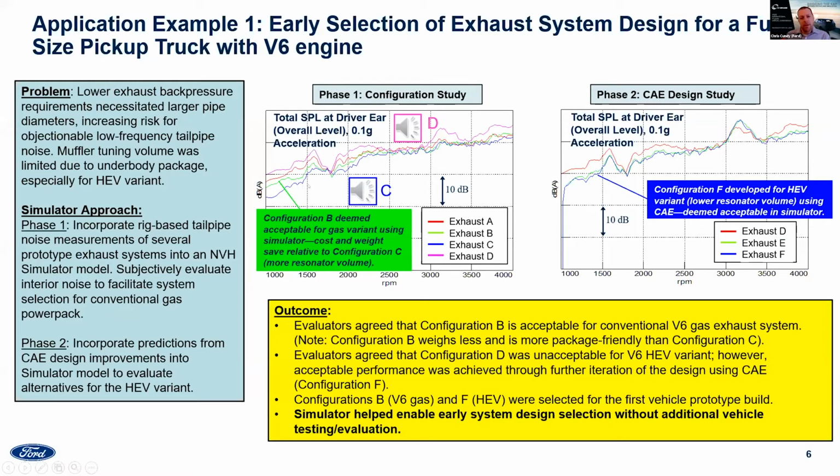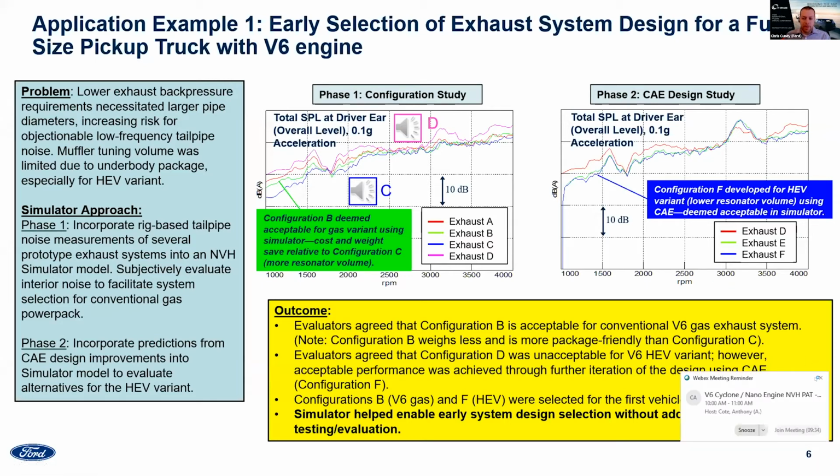So in this first phase of the study, it was determined that configuration B, which is represented by the green line here, was acceptable. So even though this one was not the quietest of the four systems, that was actually the blue curve, configuration C, configuration B was lighter and more package friendly. And so this was selected for the base gas variant.